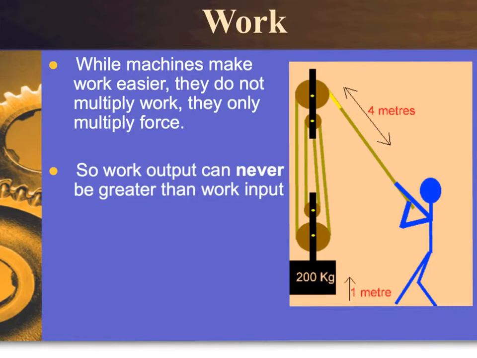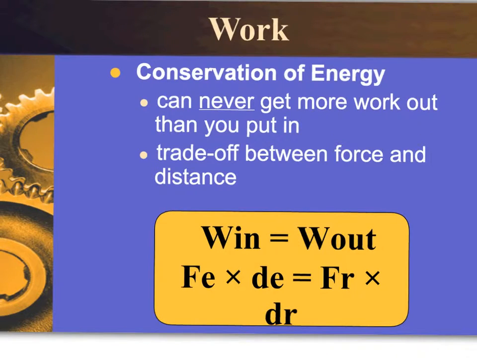Therefore, efficiency is a quantity that is often looked at with regard to work. How efficient is a machine taking the work input and converting it to work output? The higher the efficiency, the better the machine works and the less energy that is lost within the machine. So the conservation of energy states that we can never get more work out than we put in. Our trade-off between this is force and distance.